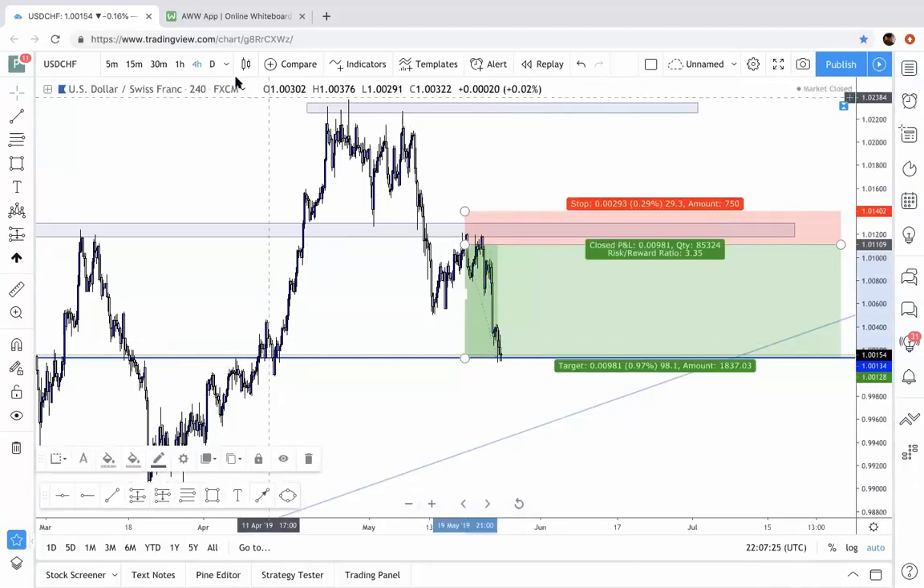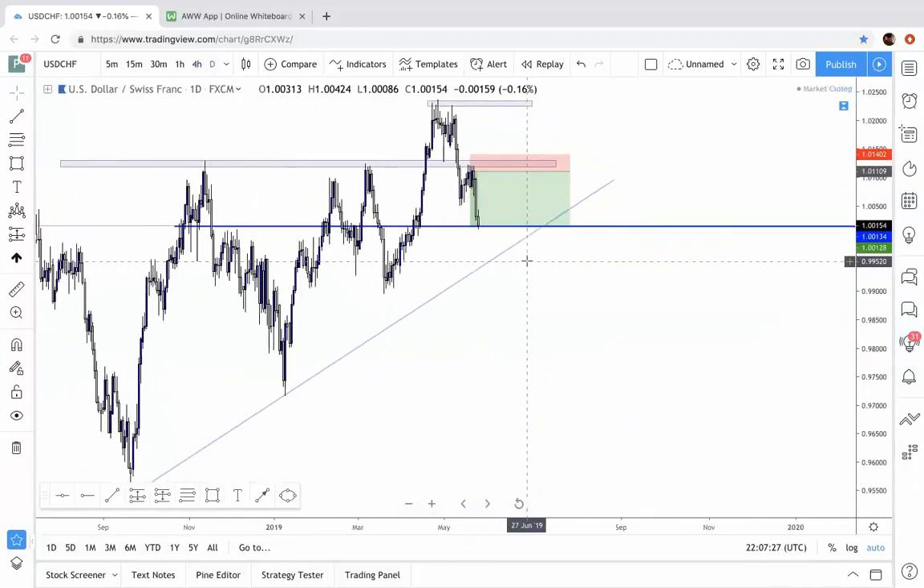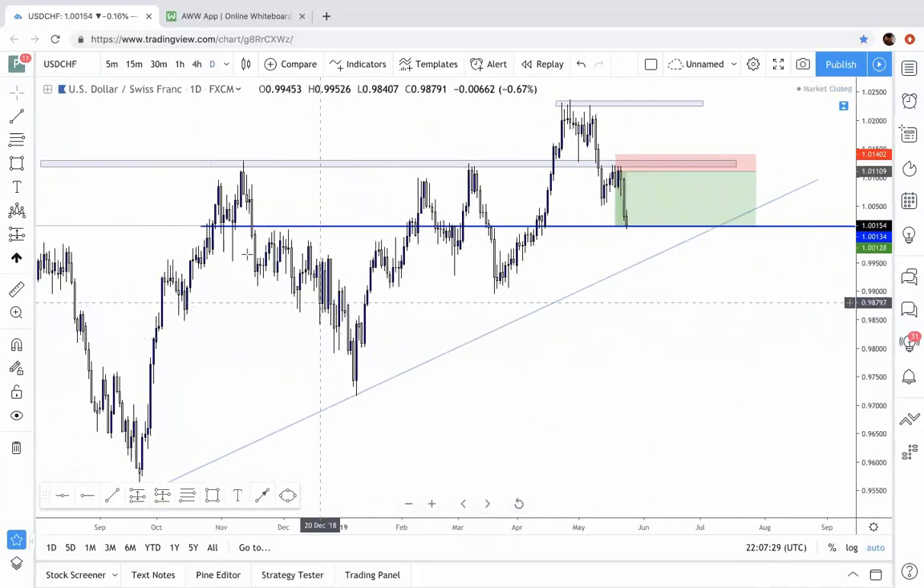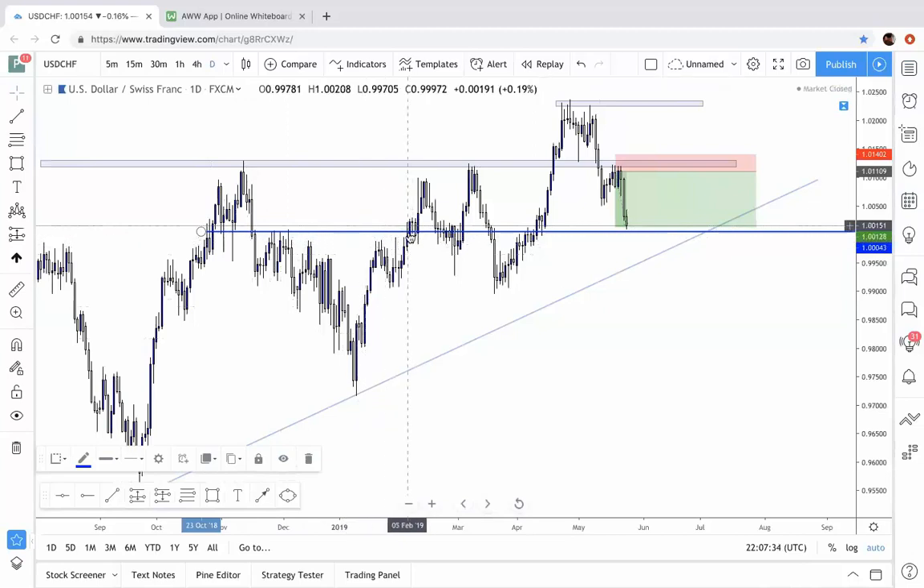Now, why did my target go right there? Very simple. On the daily chart, that's an area of price interaction. So we have it as support here, resistance here. You could even draw it like that. Support, support, and then it comes over here and kind of plays around a bit. But this was the most obvious area.